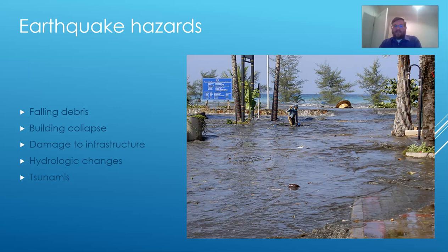So then if we look at the kinds of hazards that are associated with earthquakes, when an earthquake occurs, there's a lot of things that can go wrong. You get falling debris. People can get hit by stuff, and things that we care about can fall and smash. Buildings collapse. We get damage to infrastructure, things like roads, electric lines, water pipes. All these things can get smashed and dislocated by earthquakes.